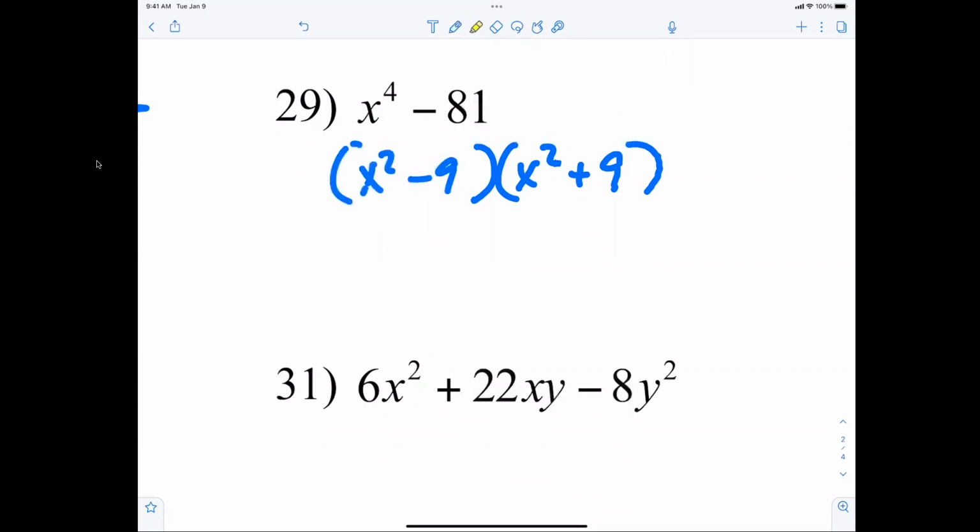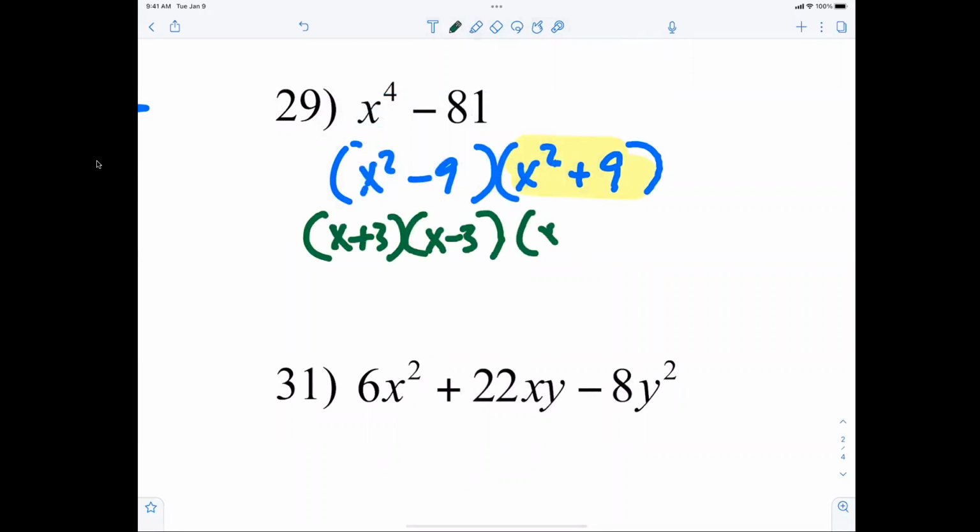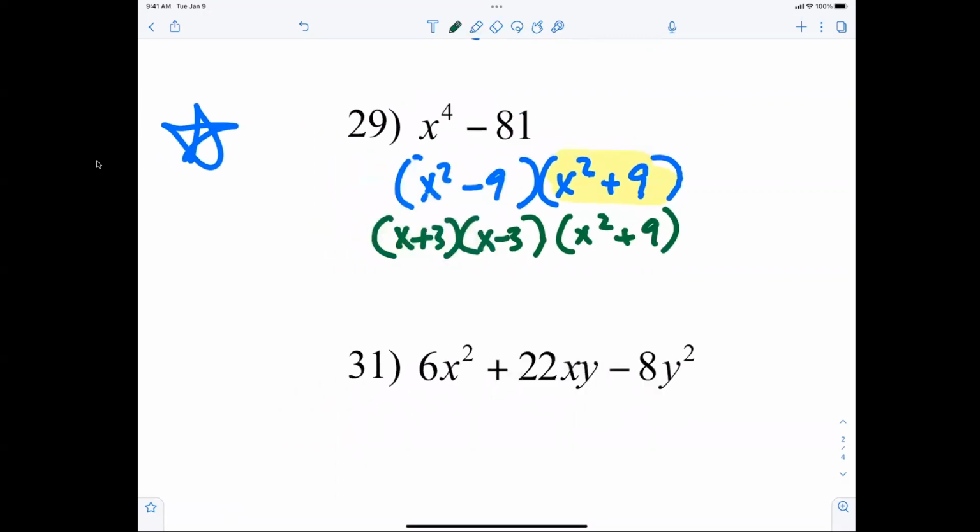Does x squared plus 9 factor? No, because it's a plus. Does x squared minus 9 factor though? Yes, this is the one that can factor. Parentheses x plus 3, x minus 3. X squared plus 9 does not factor. All right, so please, everybody take a look at number 29. That's on the test.